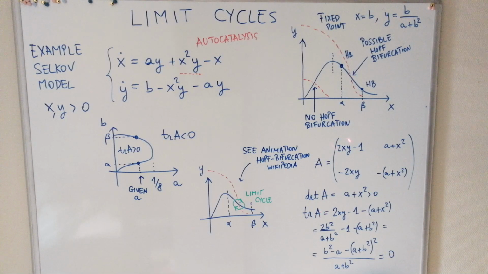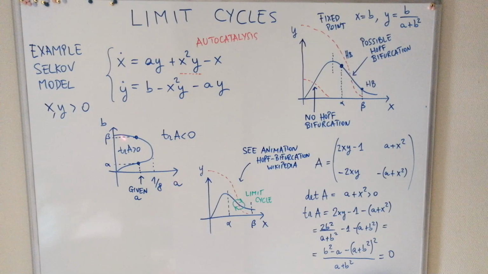The trace is the sum of these two terms. Now here, instead of the generic values x and y, we substitute the coordinates of the fixed point, which are on top: x is equal to b, and y is b divided by a plus b squared. Replacing these two values here, you find an equation, given here, and you want this to be equal to 0. So you have to find the set of points b and a such that this is satisfied. The solution is shown here. It's a simple problem to look at.